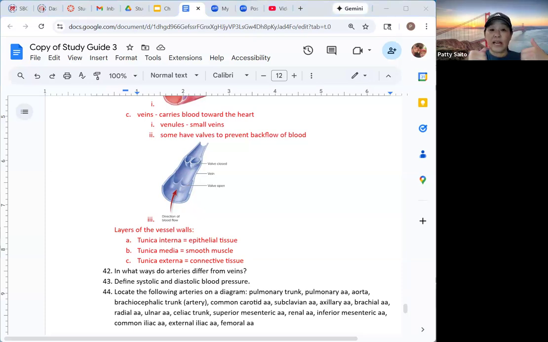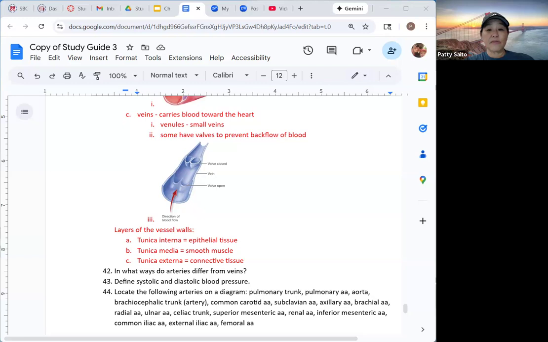So there's an inner lining, which is epithelial tissue. The middle layer is the tunica media, and this is smooth muscle. Okay, so now we can give it a name. That middle layer, smooth muscle, is tunica media. And then externa, the outer part, is connective tissue. Okay, we call that the externa. All right.